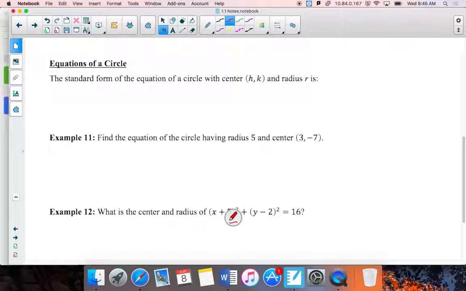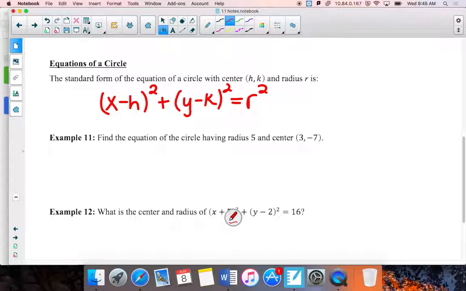Equations of circles. So a circle's equation is x minus h quantity squared plus y minus k quantity squared equals your radius squared. So if we want to find the equation of a circle that has a radius of 5 and a center at 3, -7, you're just plugging in these pieces. The one thing you want to remember is that that is a minus in the parentheses, so you want to be careful when you're substituting in to leave that as a minus.